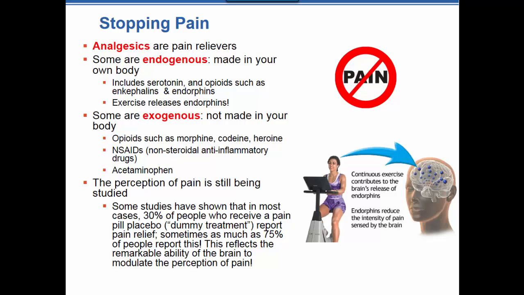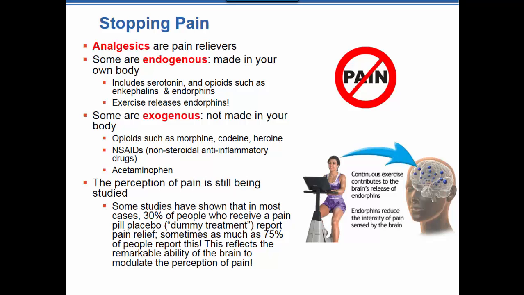So now that we know pain is important and we know how sensitization occurs, let's look at how we can stop pain, right? Because we don't always want pain or don't always need pain, right? Analgesics are pain relievers. Some analgesics are endogenous, meaning you make them in your own body. So you do make your own pain relievers. Maybe you've heard of serotonin or enkephalins or endorphins. All of these things are your natural pain relievers.